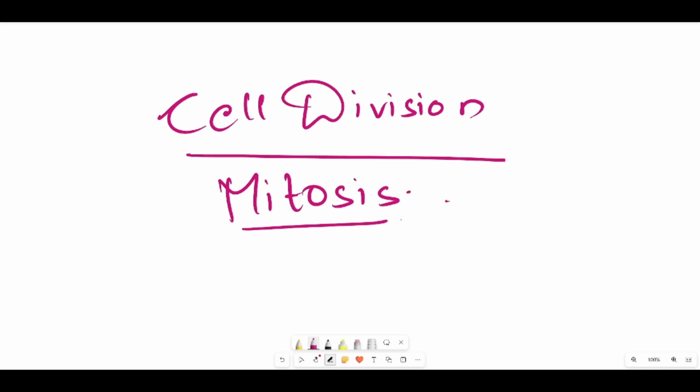Today we will be learning about mitosis, the process of cell division, with the help of a neat diagram. I will be drawing each stage on the board, so make sure you note down the details of every phase carefully. Before starting the topic, we have to know what cell division and mitosis are.